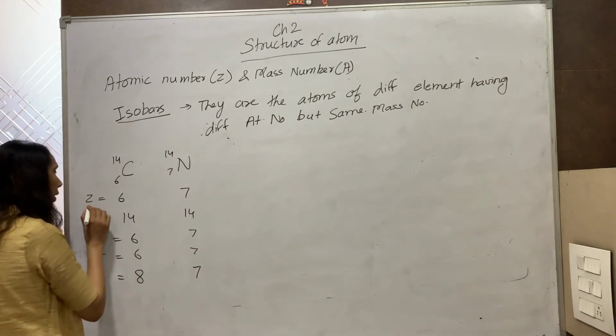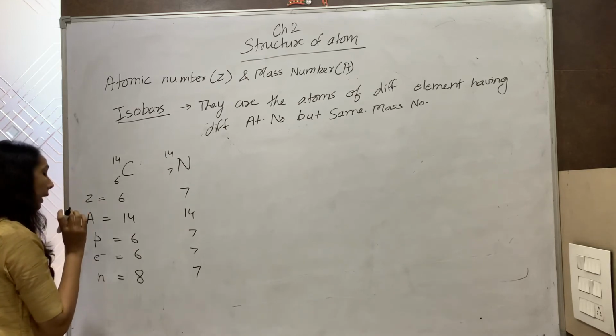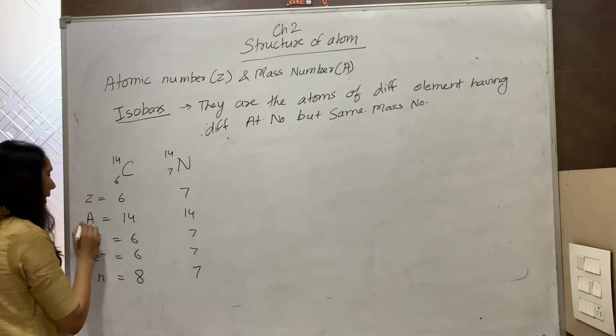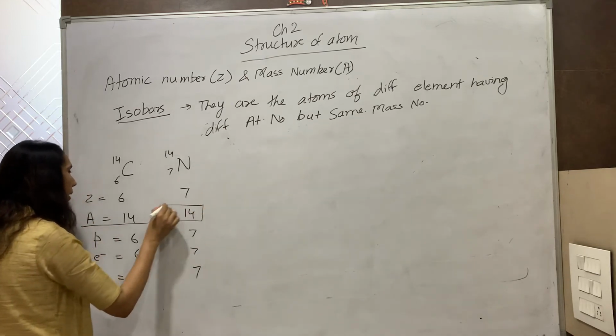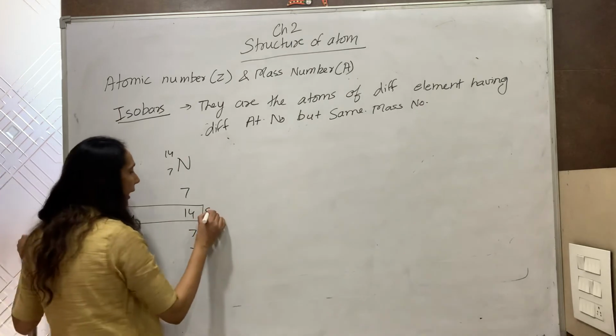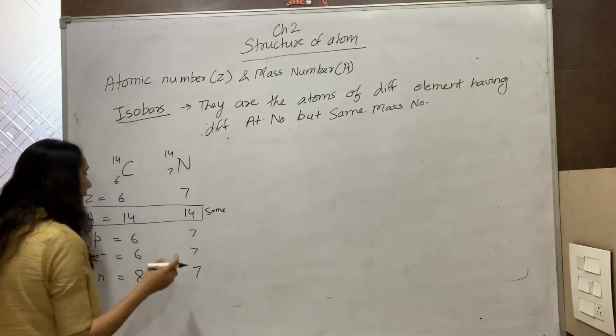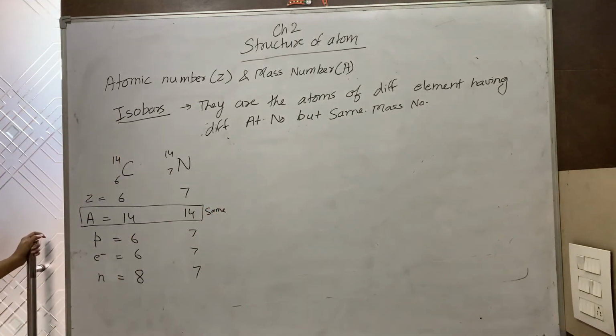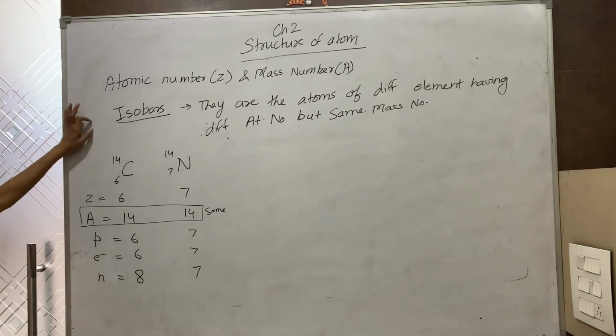So they differ in all the things except that they have got same mass number. They have got similarity only in their mass number. Otherwise, the number of protons, number of electrons, number of neutrons, all are different in them. So these are called isobars.